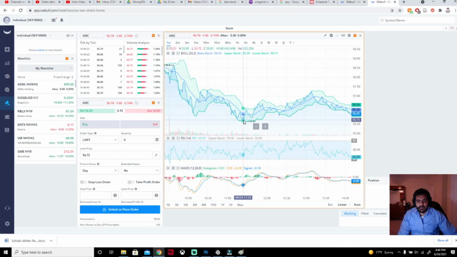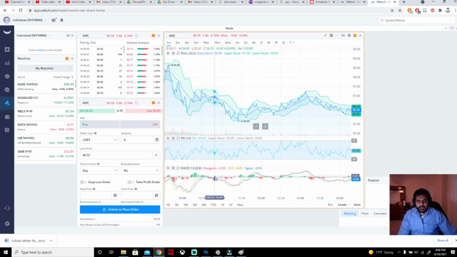Right here you see that the RSI has hit pure bottom, at the 30, kind of going up from there. The MACD has just done a quadruple down. It could potentially indicate a rise.